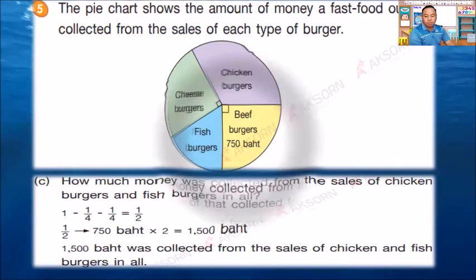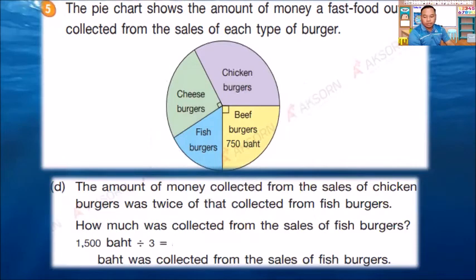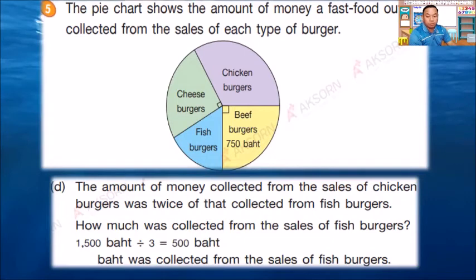Next, let's proceed to question letter D. The amount of money collected from the sales of chicken burgers was twice that collected from fish burgers. How much was collected from the sales of fish burgers? It was twice, right? So 1,500 baht divided by 3. How much money? Very good. 500 baht was collected from the sales of fish burgers. Understand?